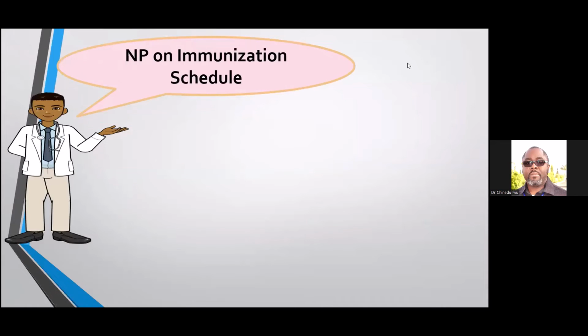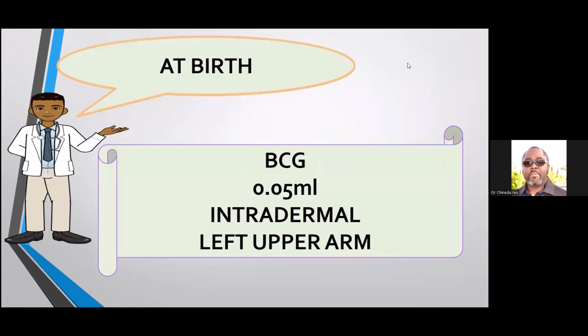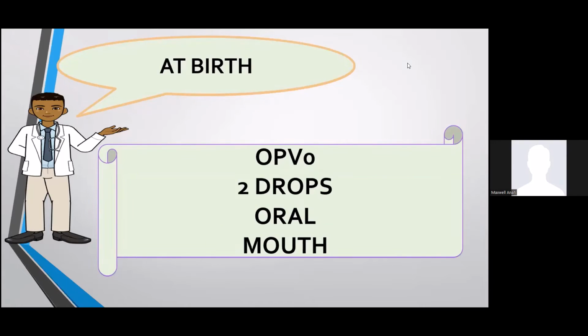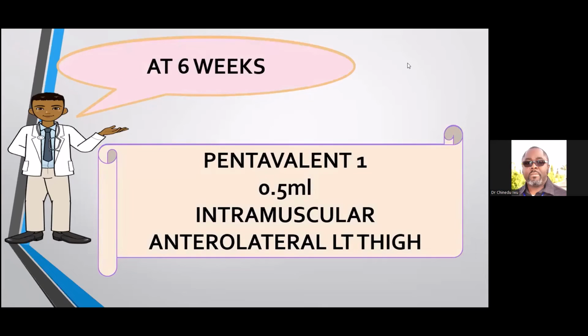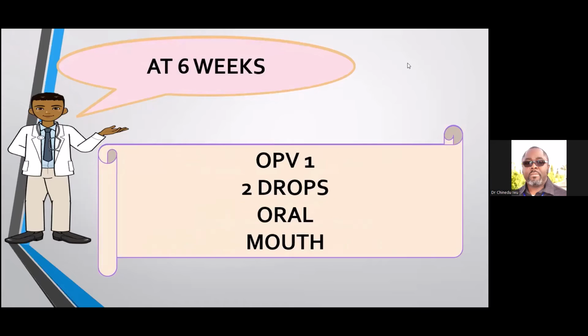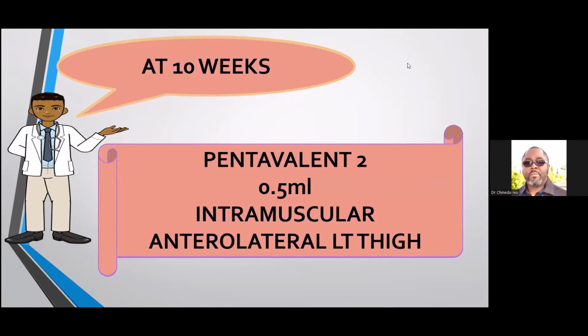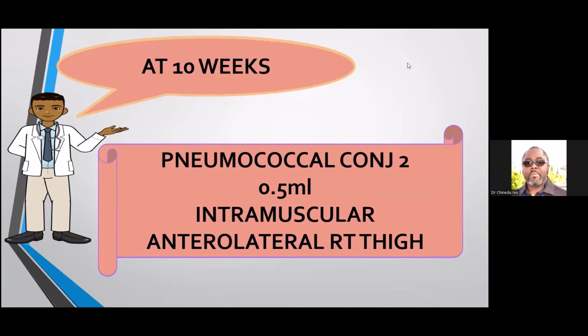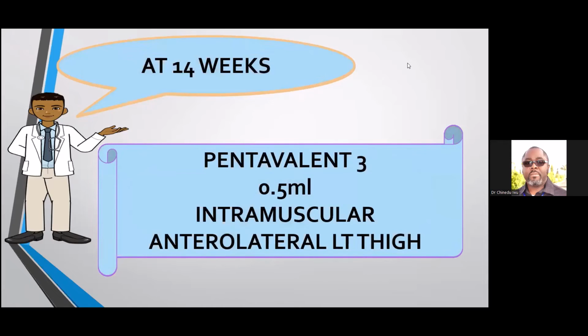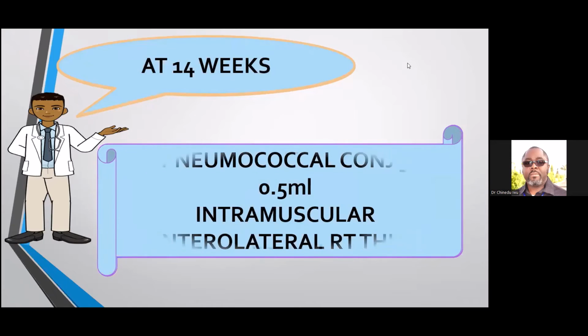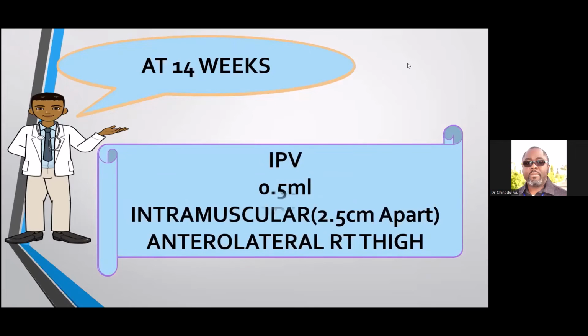On the National Program on Immunization schedule, we have BCG, OPV, hepatitis B, pentavalent. At 6 weeks, pneumococcal, OPV. At 10 weeks, the pentavalent given intramuscularly, pneumococcal conjugate vaccine, OPV 2, rotavirus, and at 14 weeks, pentavalent, pneumococcal, OPV 3, and IPV.